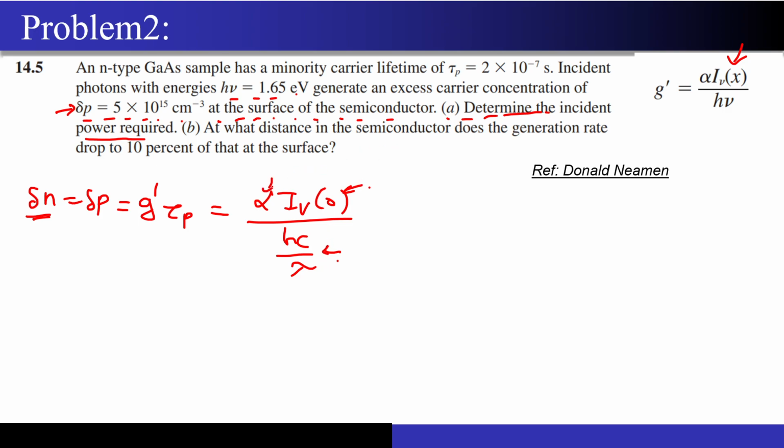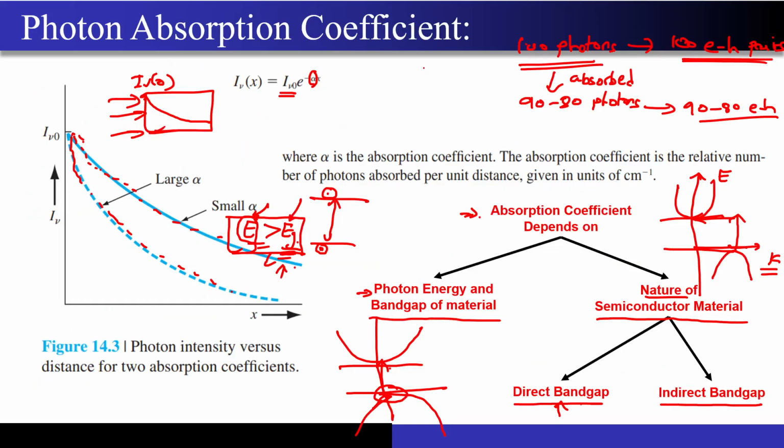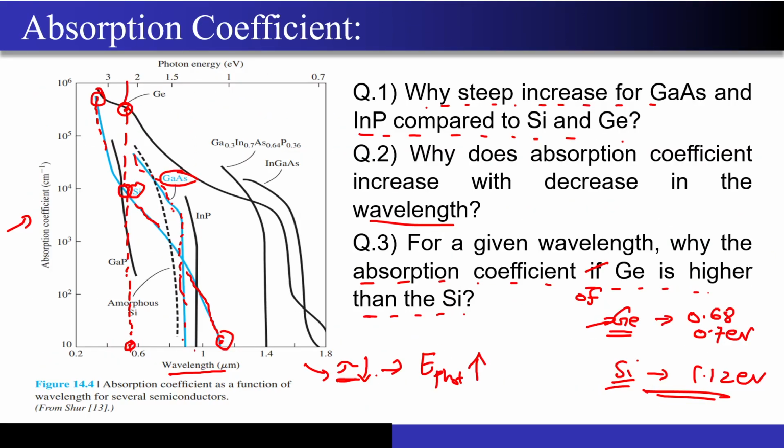One more thing, alpha they have not given, but we can actually calculate it. From where will I calculate the alpha value? You have to calculate the wavelength from here. This is hc by lambda, equal to 1.65 eV. So if you take 1.24 eV divided by 1.65 eV, this will come out to be lambda. Now at this particular wavelength, you have to look at the absorption coefficient of a gallium arsenide sample. We can refer to this figure, where wavelength is on the x-axis, and at that wavelength we can look at the absorption coefficient and get that value.